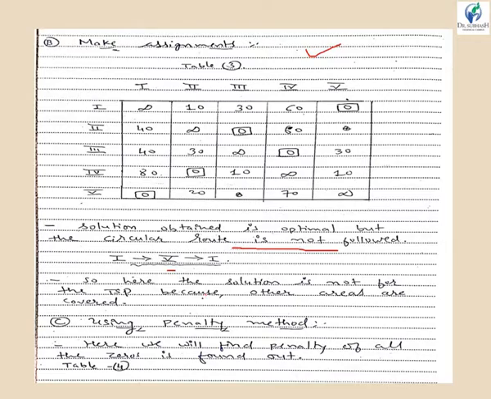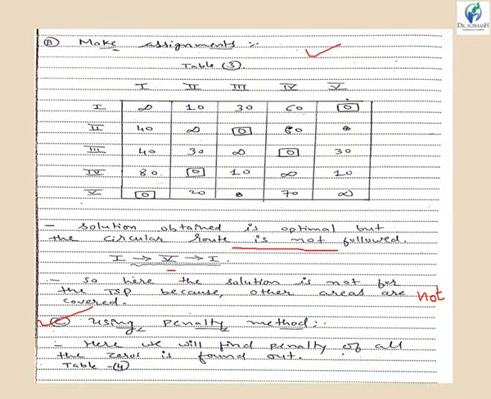Here the solution is not for the TSP, which stands for traveling salesman problem, because other areas are not covered. It goes from the first area to the fifth area and from the fifth again to the first area. So the second, third and fourth areas are excluded. So we cannot say that the circular route is followed. So for that we will have to go through step C using the penalty method.